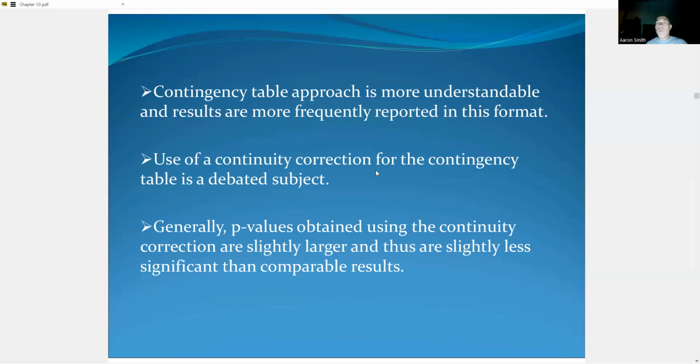So contingency tables are a very natural way to present data and present results. So this is a good way to go.